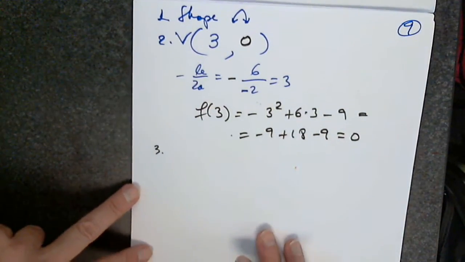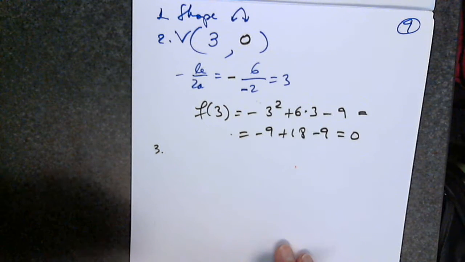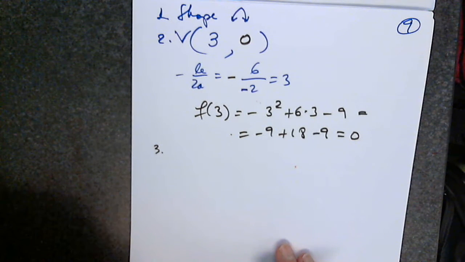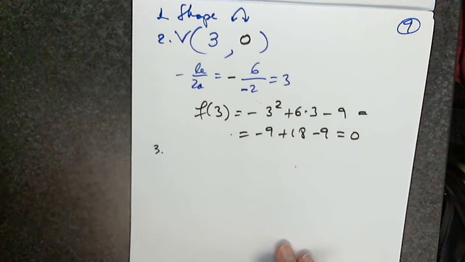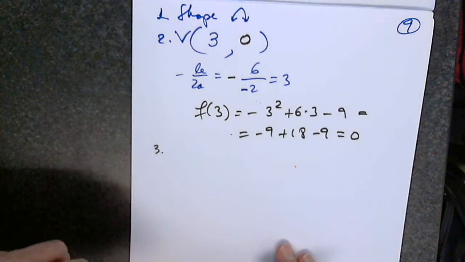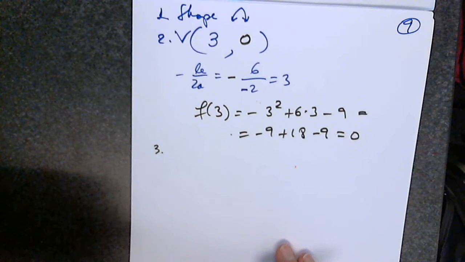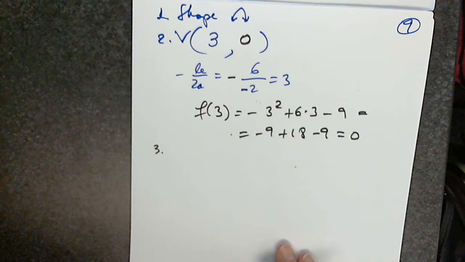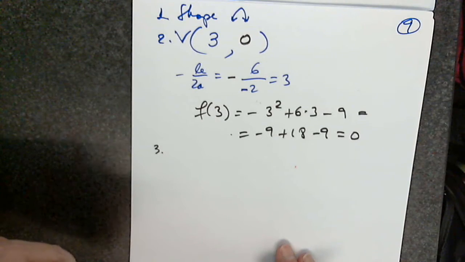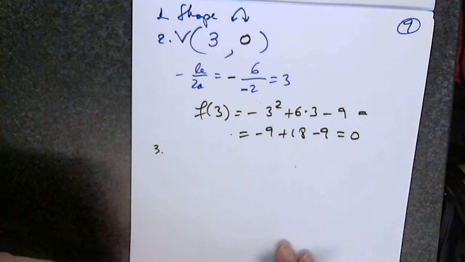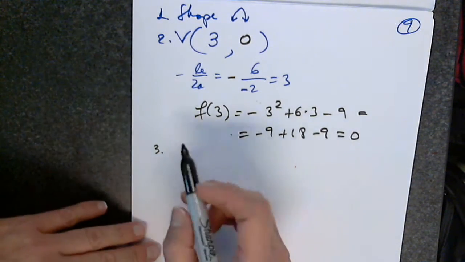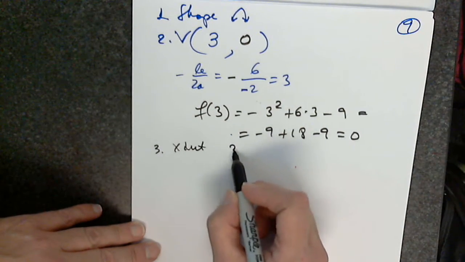Number 3. Should I look for the x-intercepts? Yes. No, because the max is 0. Exactly. So what is the x-intercept? If the max is 0, it means that the vertex is on the x-axis, and that is the x-intercept. On the x-axis, that is the x-intercept. Right. So the x-intercept is indeed 3, 0.